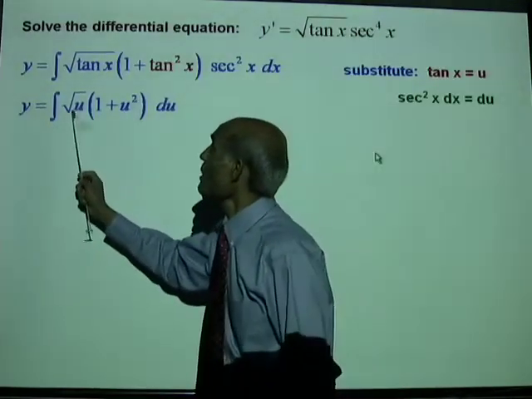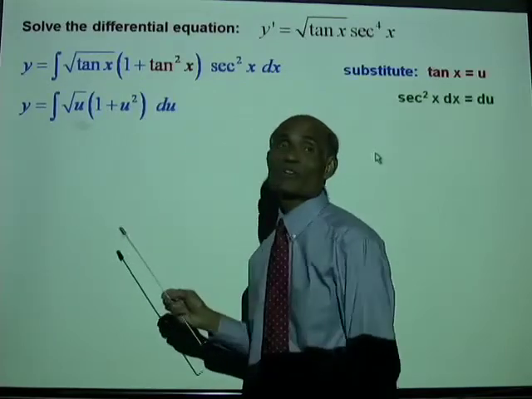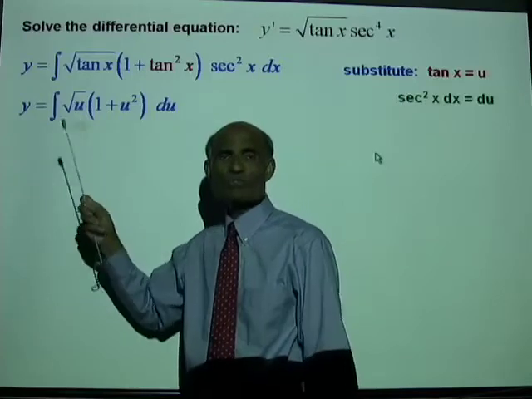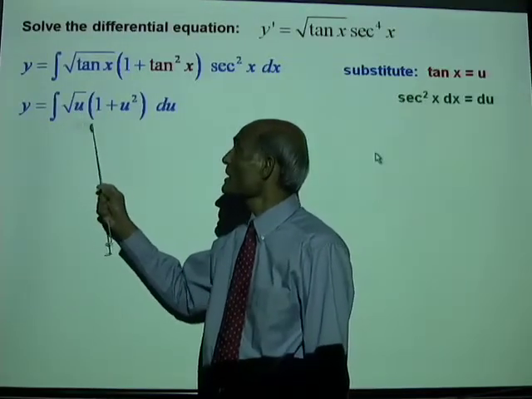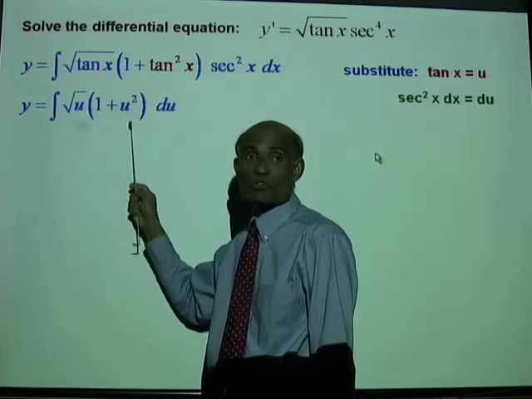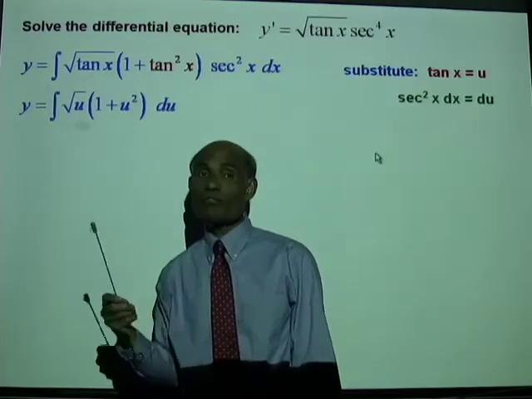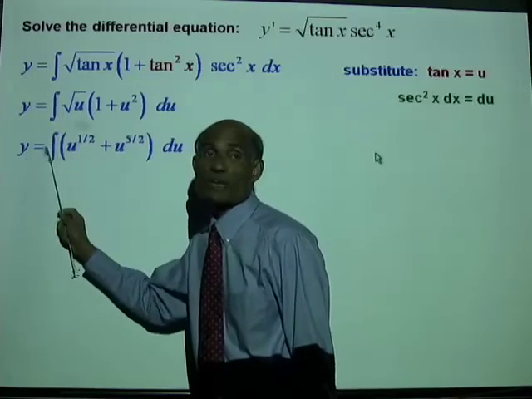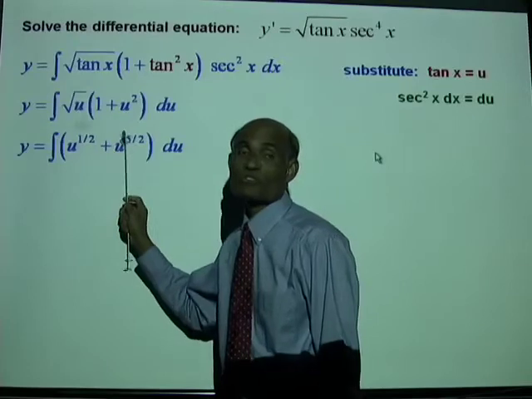You have square root u times (1 plus u squared) du. It is much simpler to distribute now. Is that right? Square root u is u to the power of 1/2. So when you distribute it, it will be u to the power of 1/2 plus square root u times u squared will be u to the power of 5/2.